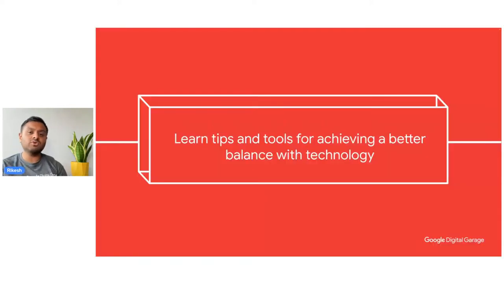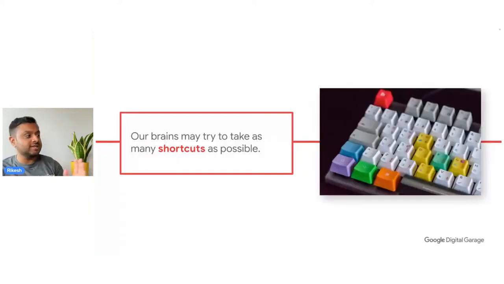So with that in mind, let's now have a look at some of these tips and tools that we can look to adopt, or definitely consider, when it comes to achieving a better balance with technology. When it comes to tips and tools on how we achieve better balance with technology, the first place to start is our brains, our minds, because that's where all of these habits will be formed, essentially, and the ones that we already have in place that maybe don't necessarily serve us as well. But it all starts in the mind. You can see here that our brains may try to take as many shortcuts as possible, and that makes sense, right?